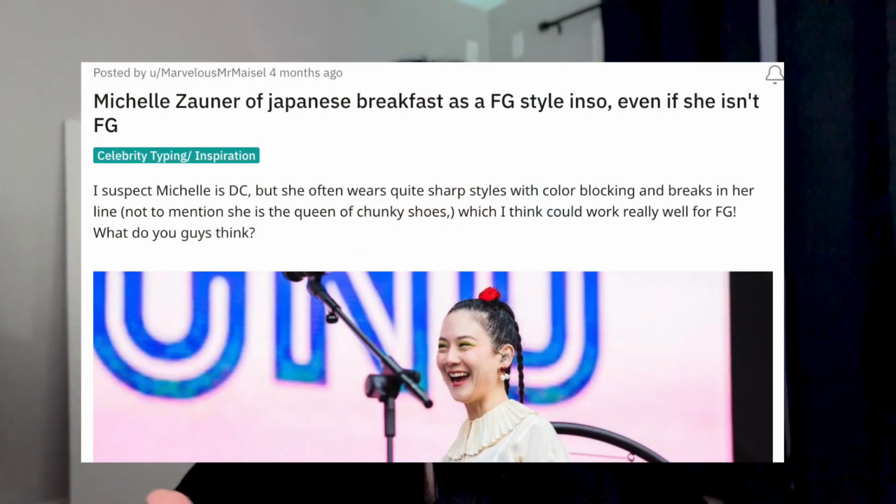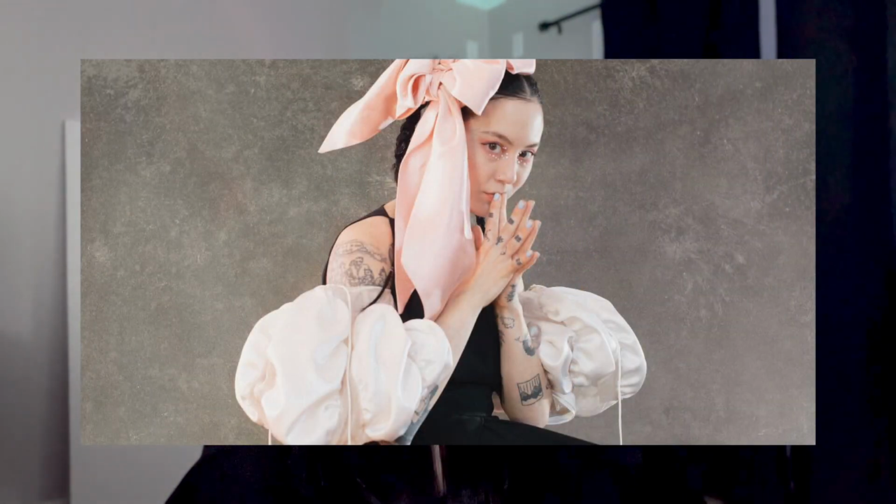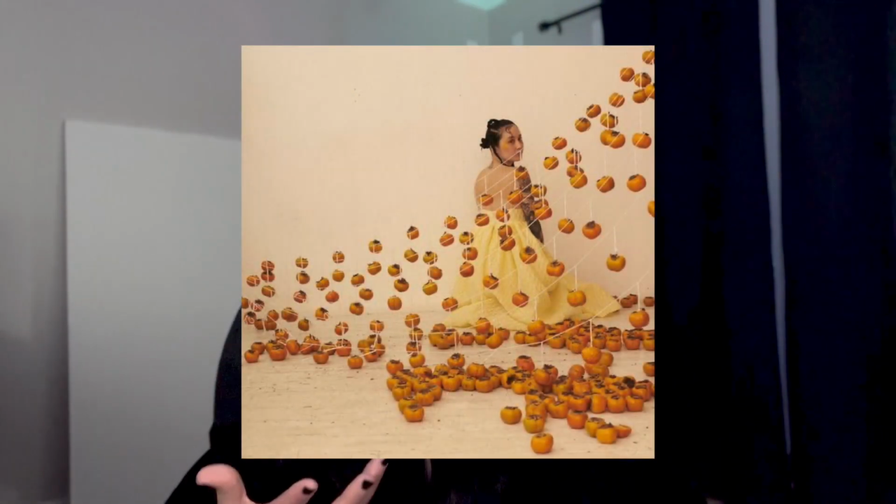So when it comes to Michelle Zauner, a lot of people actually say that she is a dramatic classic, and someone on Reddit perfectly said it, that she is a dramatic classic that wears a lot of gamine lines, and a lot of people agree. She does wear a lot of garments which would normally complement a gamine, such as Ariana Grande or Audrey Hepburn, but I don't think it looks bad on Michelle Zauner. I think it really perfectly suits her and her personality and her music.